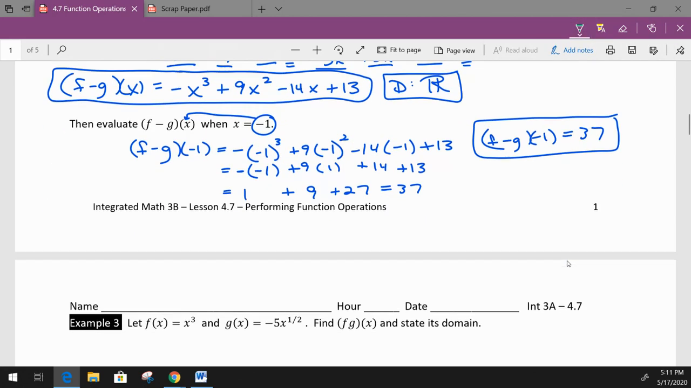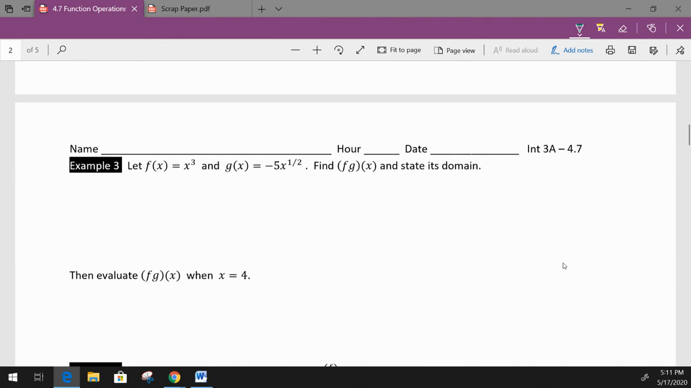Now we're ready to move on to example 3. In example 3, we are again given two functions, f of x and g of x, and we are finding fg of x, which means that we are multiplying. When there's no sign in between, it means multiplication. You can put a little dot in between if you'd like, but you don't have to. We are also going to be stating its domain.